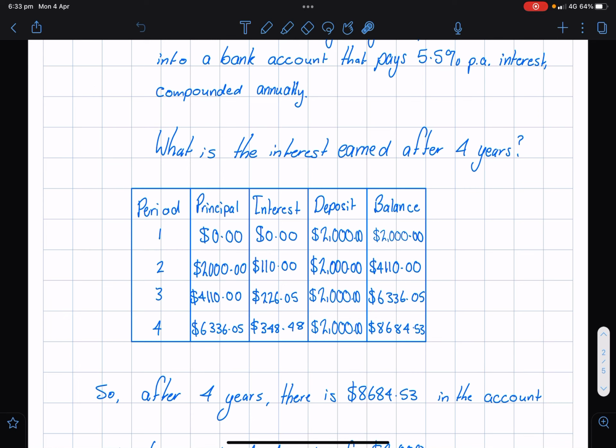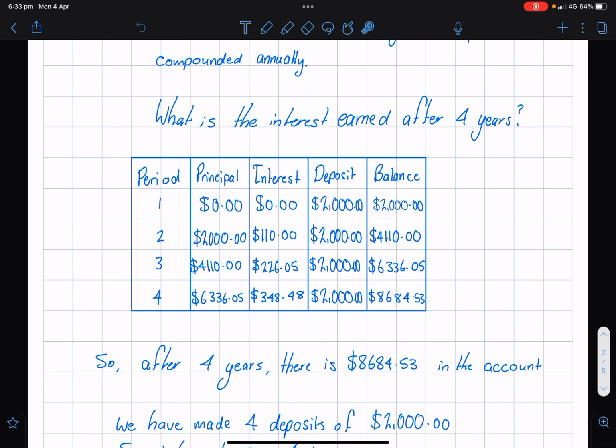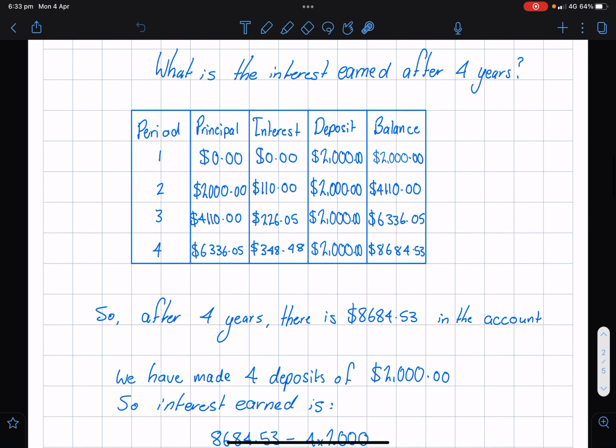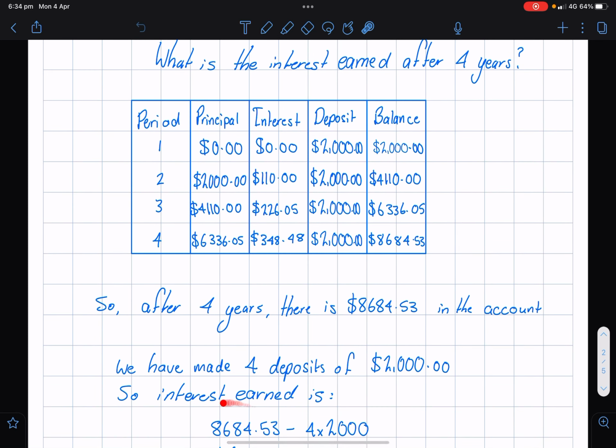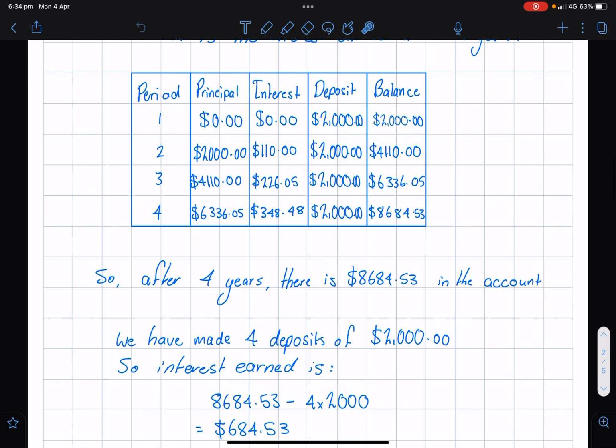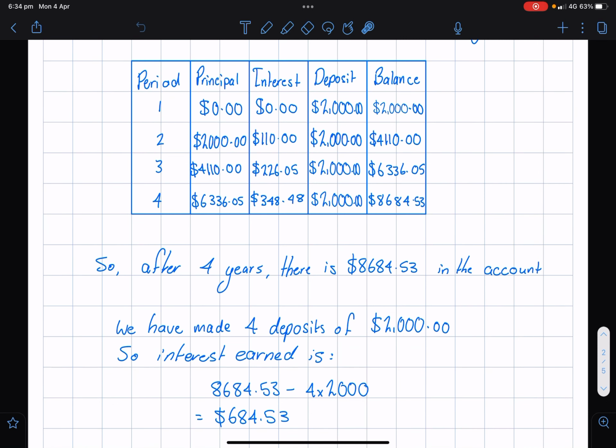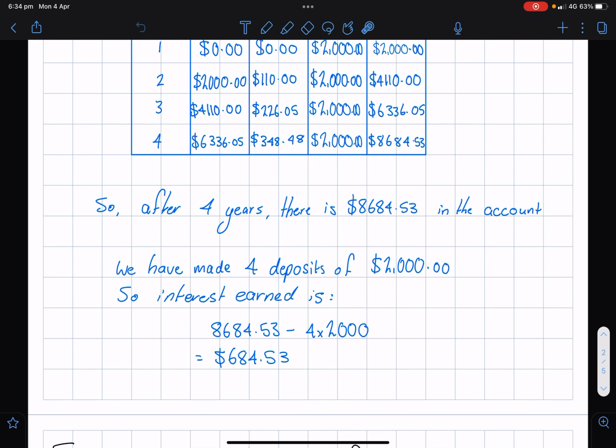So because the question is asking what is the interest earned after 4 years, we have made 4 deposits of $2,000. So the interest earned is our total balance at the end of the paying periods, taking away 4 times the deposit of $2,000, which equals $684.53. The other way you could do that is summing up this column here. So that's how you do it without a calculator.